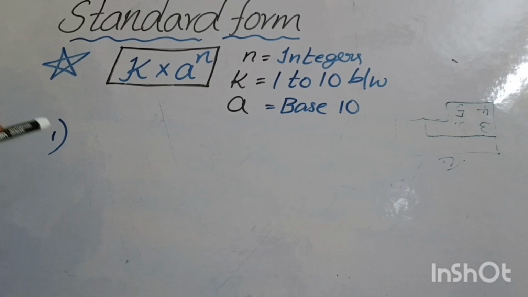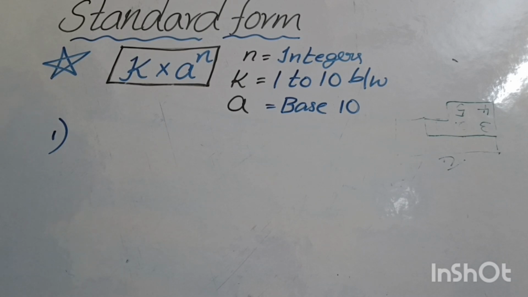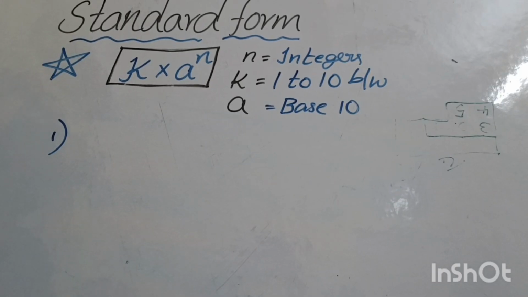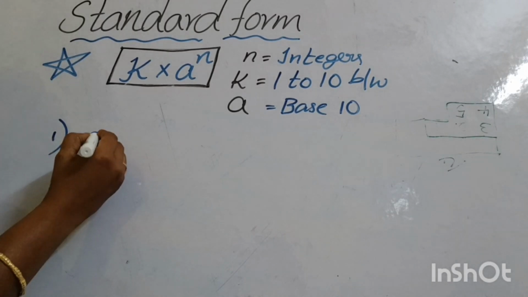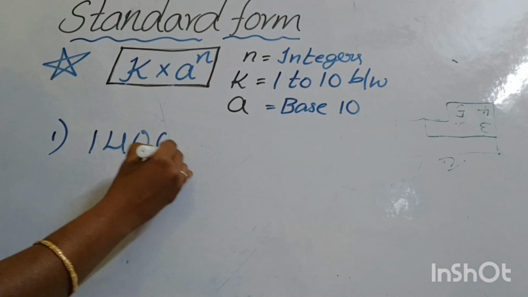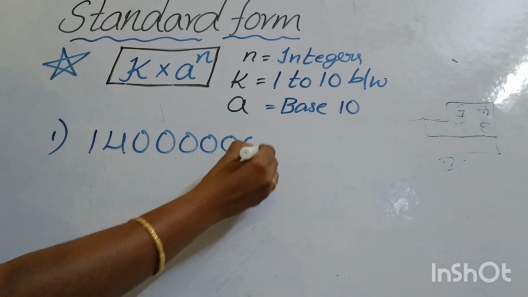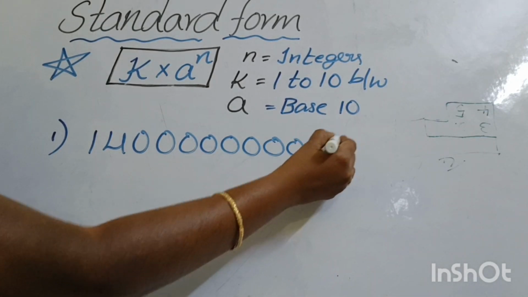form. Before going to write it in standard form, children, let us see how useful it is in real life. First of all, what is the standard form? Standard form is nothing but, children, suppose there is any bigger number, like this, 0 0 0 0, like this bigger number is there.